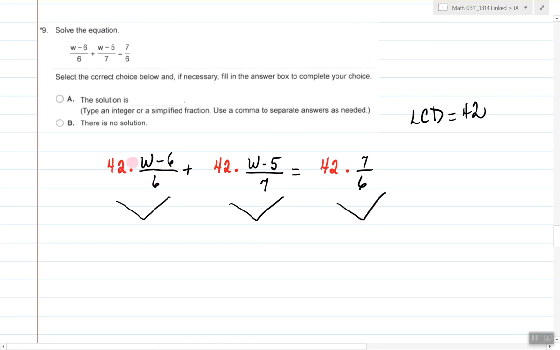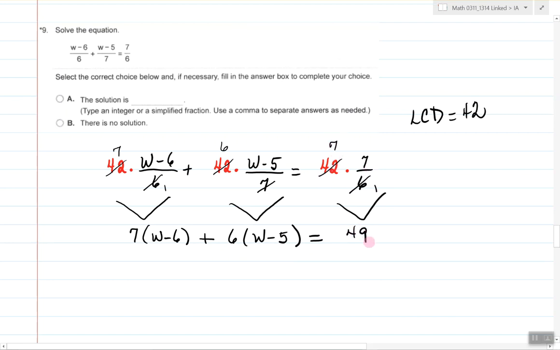All right, in the first product, 6 goes in there once, 6 goes in there 7 times, and I have 7 parentheses w minus 6. Bring down my plus sign. 7 goes into 42 6 times, and I have 6 parentheses w minus 5. Close parentheses, equal sign. 6 goes in there once, 6 goes in there 7 times. I have 7 times 7, which is 49. This again is a linear equation, not quadratic, so I will just solve it the way I have for years.